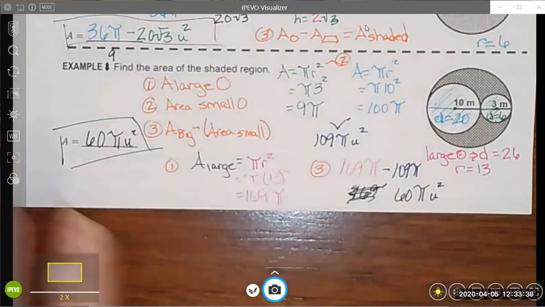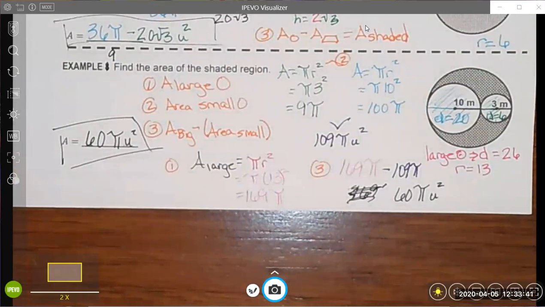So as I said at the beginning, a little bit less aggressive than the previous examples. That is how we find the area of composite shapes and area of circles with inscribed triangles.